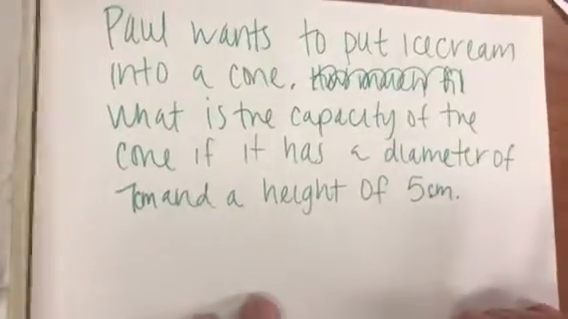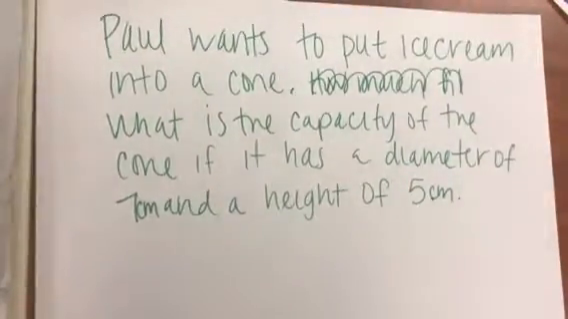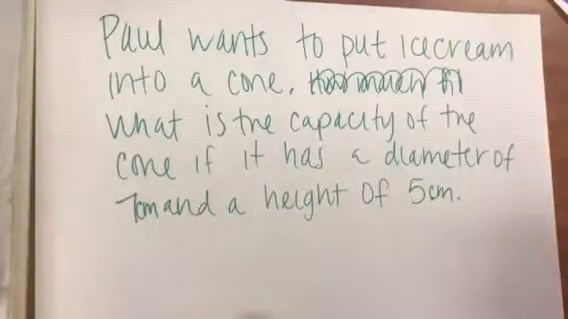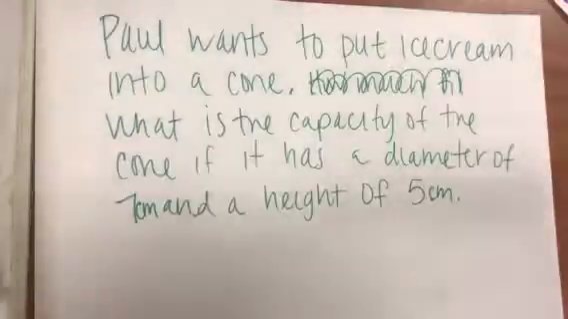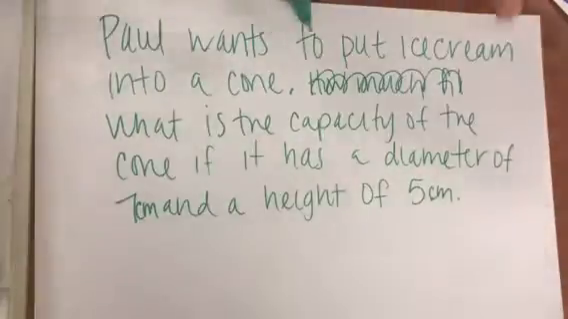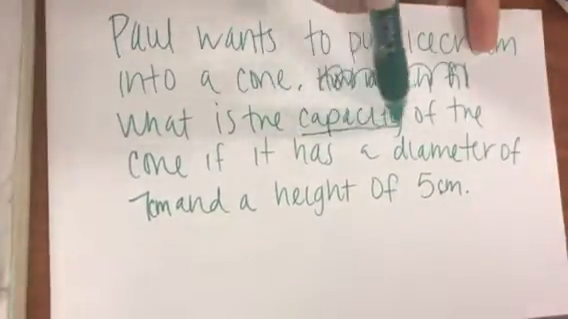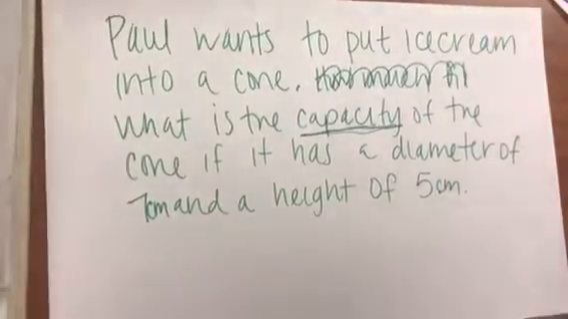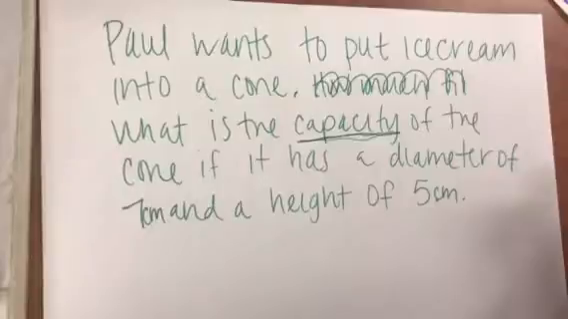Oh, good, it's a cone. Paul wants to put ice cream into a cone. What is the capacity of the cone if he has a diameter of 7 centimeters and a height of 5 centimeters? How do we know that we're finding volume, other than the title being volume of cones? Because he wants to put that ice cream in the cone. Remember with my yogurt the other day that we put it inside? So a lot of the times, the word capacity means volume, and you know we're doing volume because that's the title of the activity or the notes.